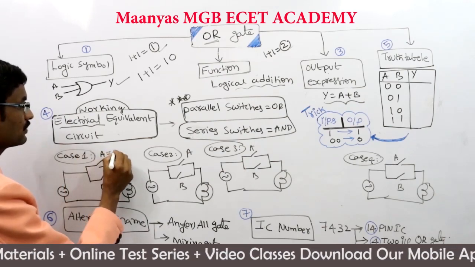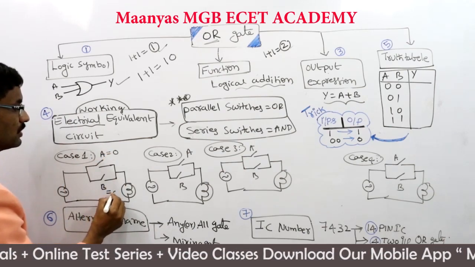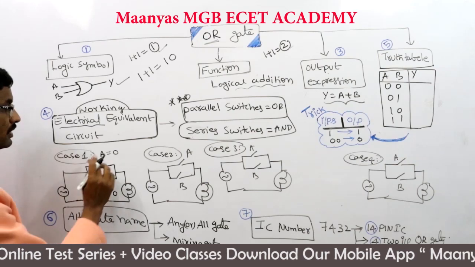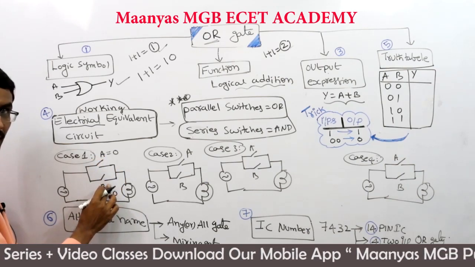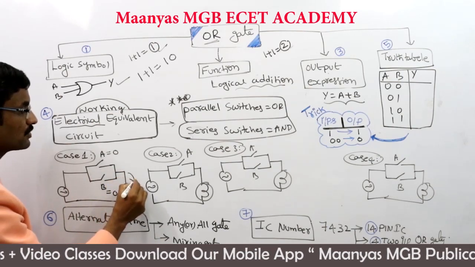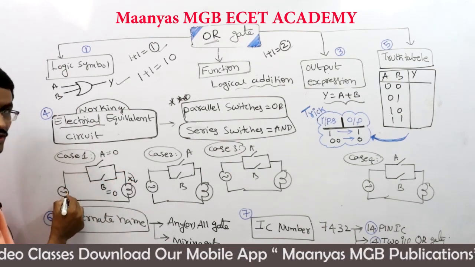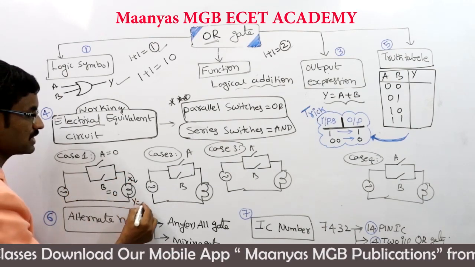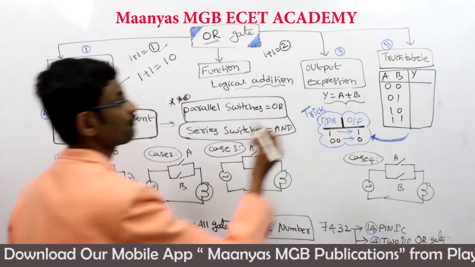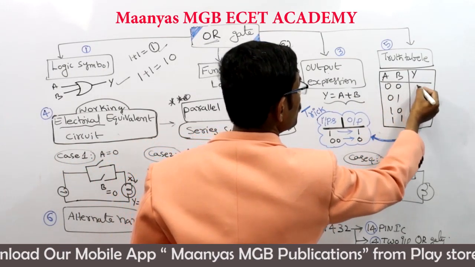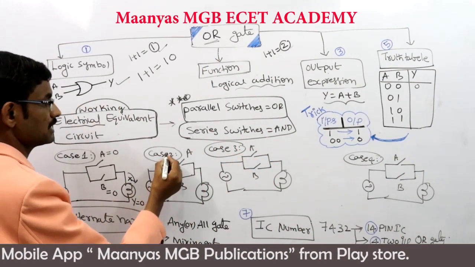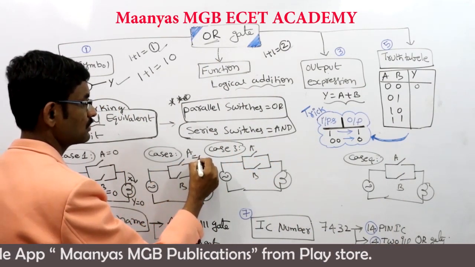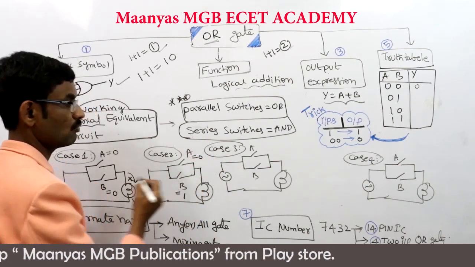Let A is equal to 0, B is equal to 0. A0, B0, the two switches are open. No current flows into the bulb from the source. Now y is equal to 0. A0, B0, y becomes 0. Let us consider the case 2. Let A is equal to 0, B is equal to 1.